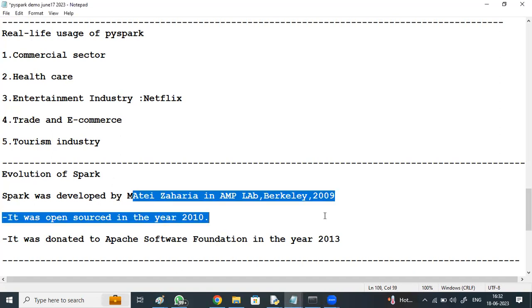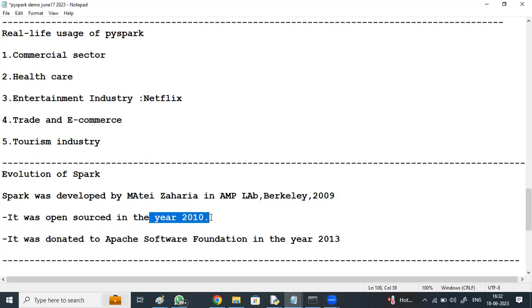It was introduced in the year 2009. It was open sourced in the year 2010. It was donated to the Apache Software Foundation in the year 2013. I have already discussed the features of PySpark.